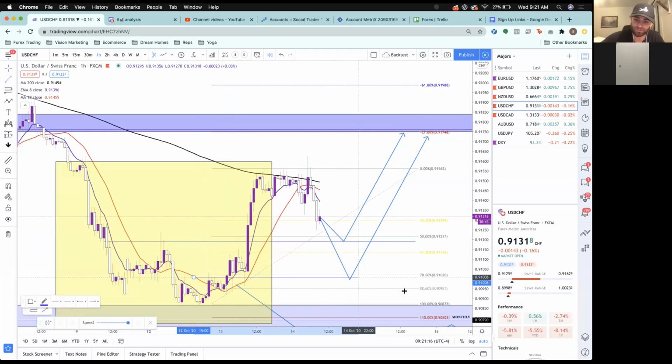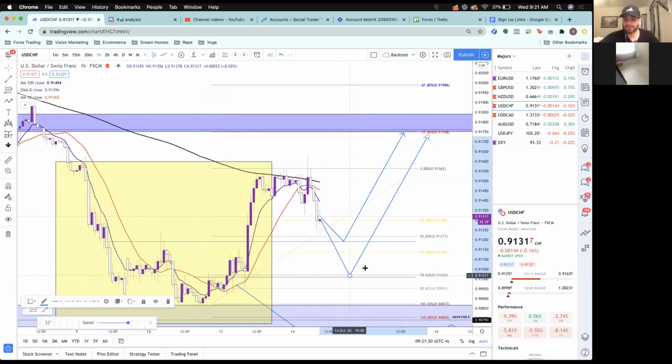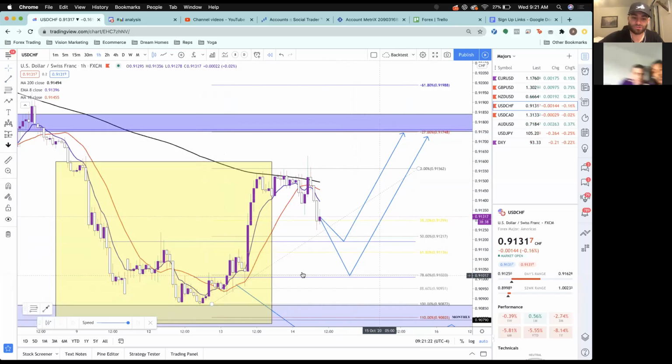And this is just a support and resistance level right here. So I'm just going to draw that out for you guys. And we also have 78.6 there. So just two confirmations on this lower time frame. And the final confirmation would be, as always, some sort of price action confirmation, like a bullish engulfing, morning star, or just a push through the moving averages.